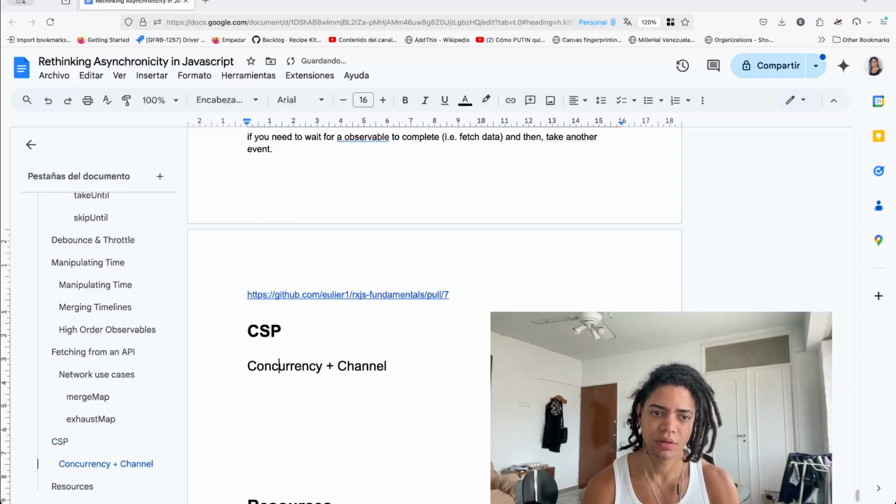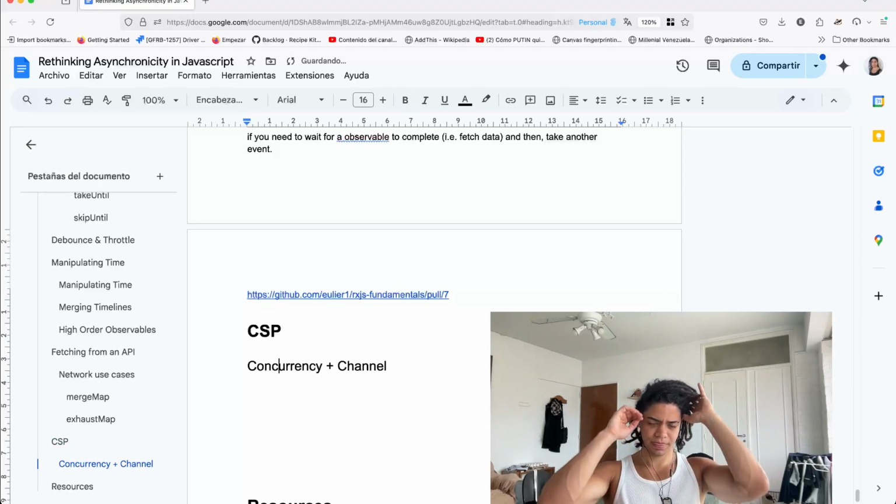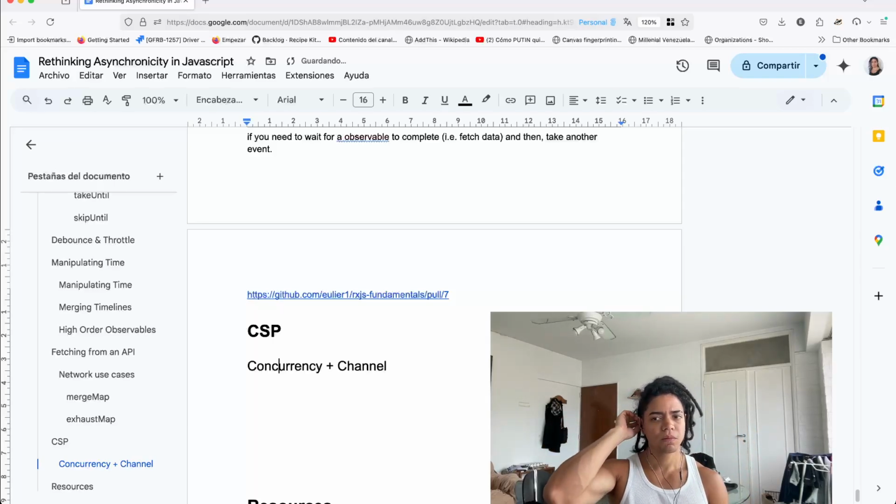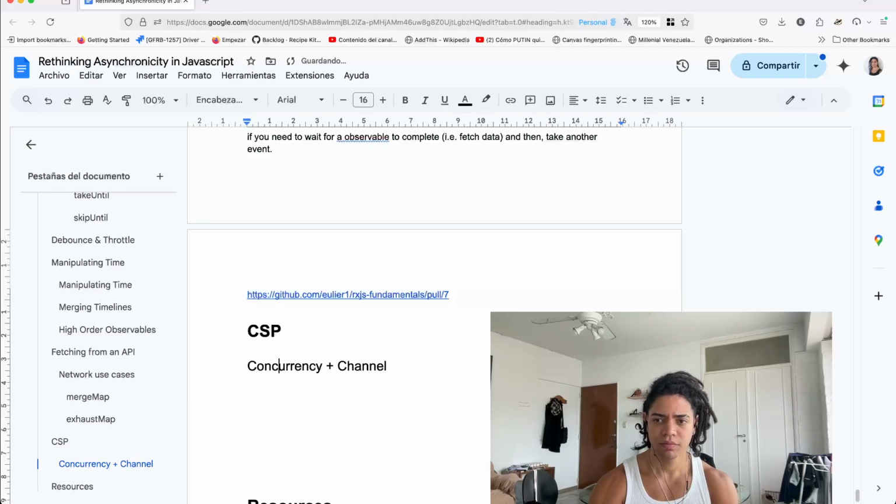By the way, after I teach you this last pattern, there's a last exercise. So I'm going to teach you CSP in exercise 9. Exercise 10 is a much more sophisticated application.